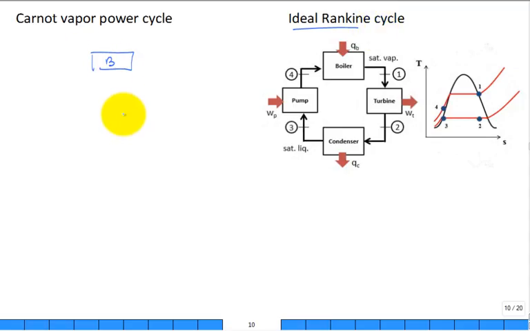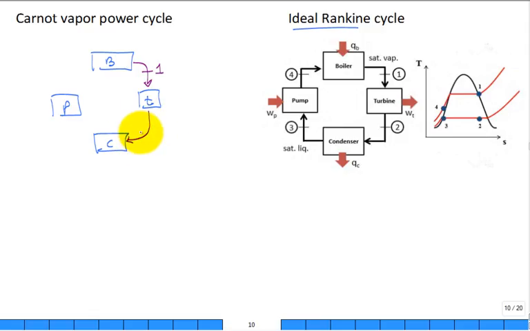Boiler, turbine, condenser, pump, and the Carnot has exactly the same four components. And the fluid flows from the boiler to the turbine, we'll call it state 1 in the Carnot, just like it was state 1 in the Rankine.